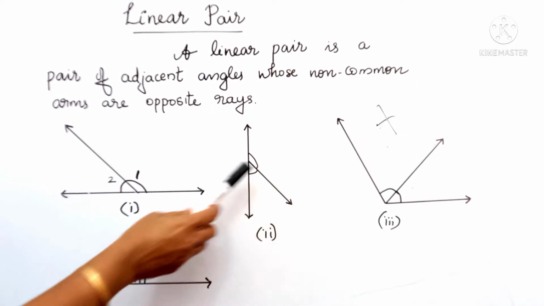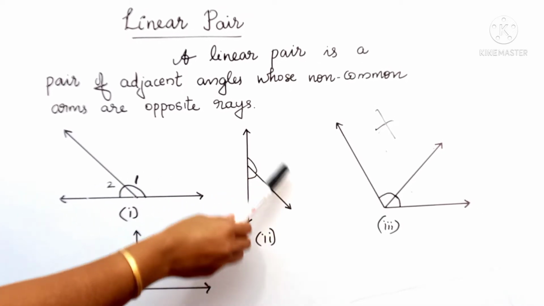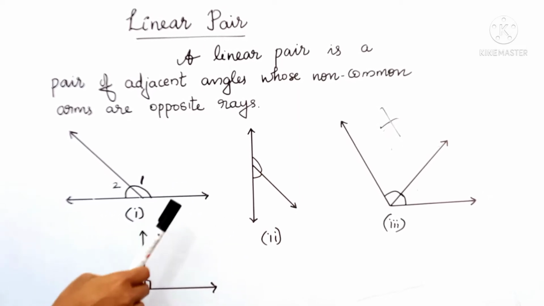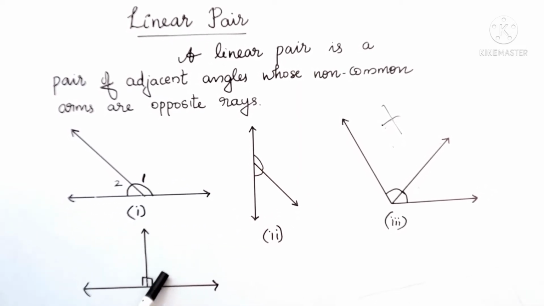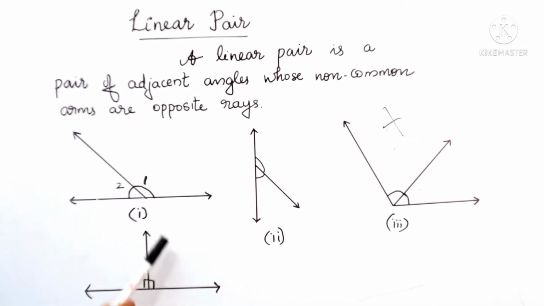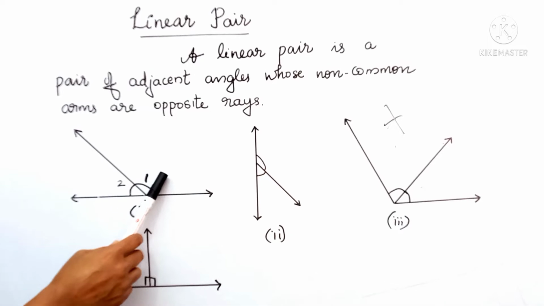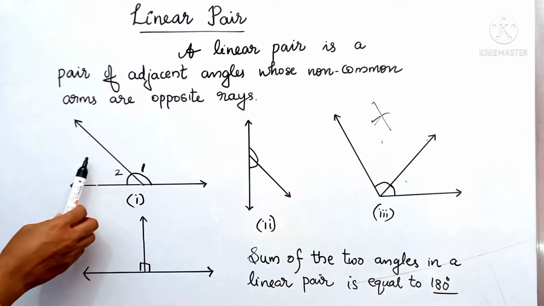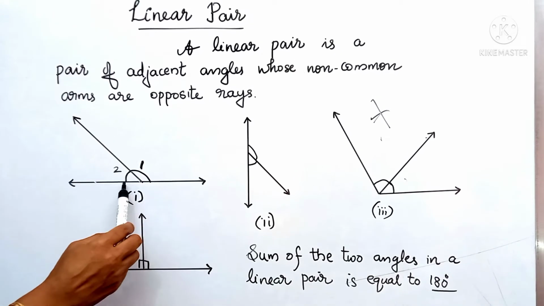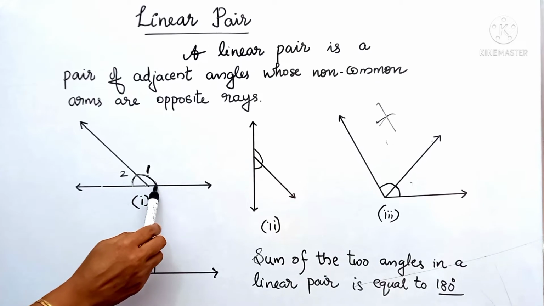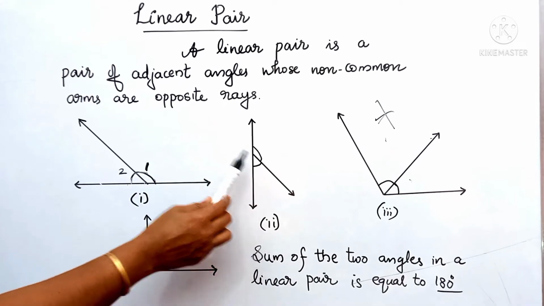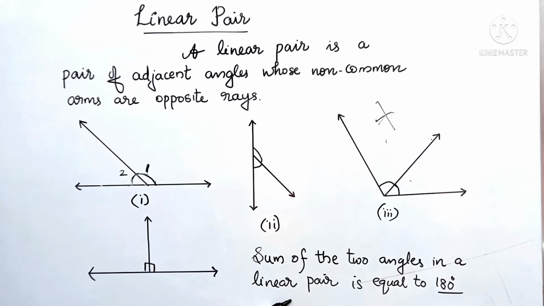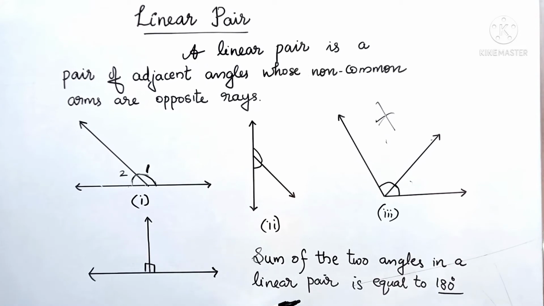From these linear pairs we understand that two acute angles cannot form a linear pair and two obtuse angles also cannot form a linear pair, and two right angles can form a linear pair. And in a linear pair, one is an obtuse angle and the other is an acute angle. Another important fact you can observe from these linear pairs is that they are angles on a straight line. So definitely the sum of two angles in a linear pair is equal to 180 degrees. This is a very important point.